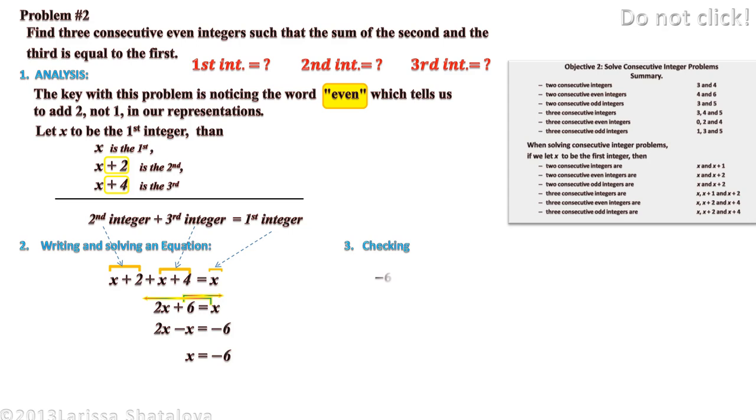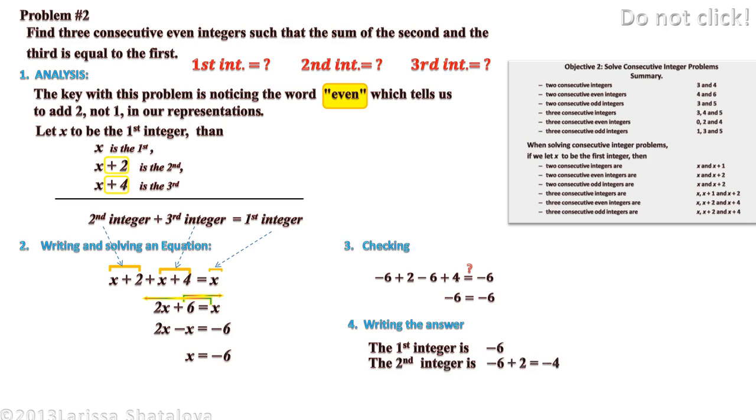Now checking, we have to replace all x's in our original equation by negative 6 and check if the left side equals the right side or not. Combine like terms on the left and you will see that negative 6 equals negative 6. Write in the answer. The first integer is negative 6. Second would be negative 6 plus 2, which is negative 4. And third would be negative 6 plus 4, which is negative 2.